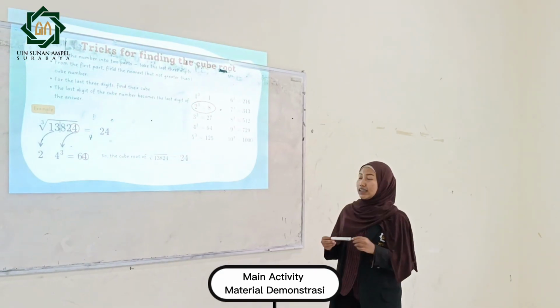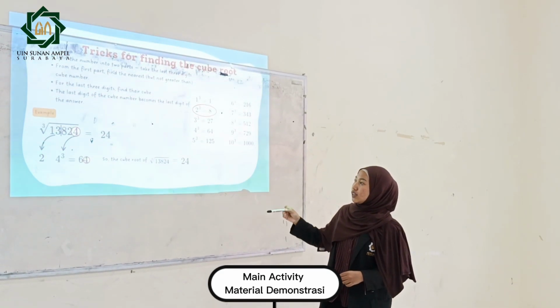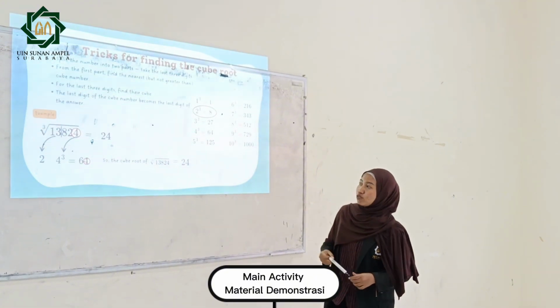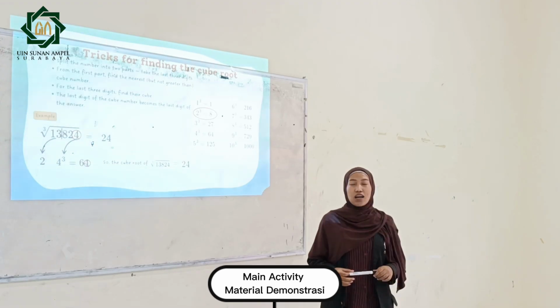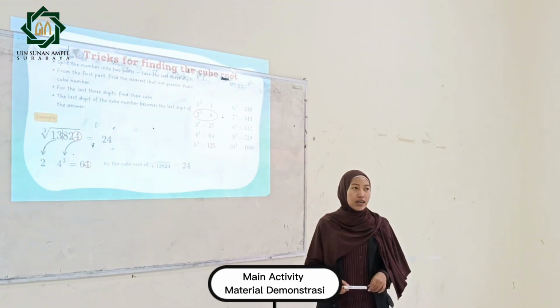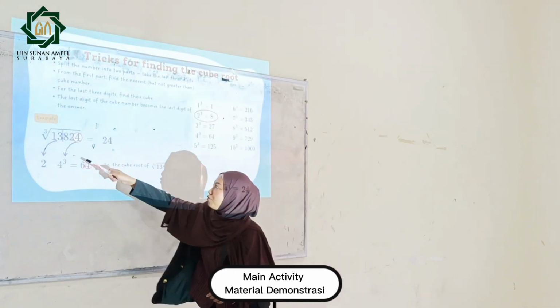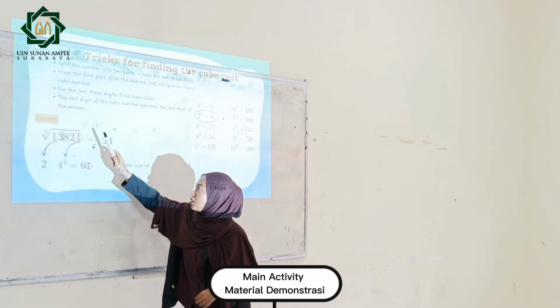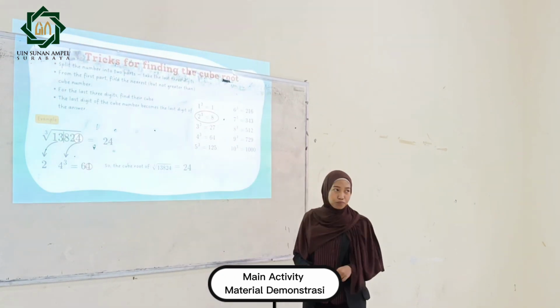Okay, for the example, we have the cube root of 13,824. First step, split the number into 2 parts. We take the last 3 digits as one part, and then the rest as another part. We have 824 as one part, and 13 as another part.